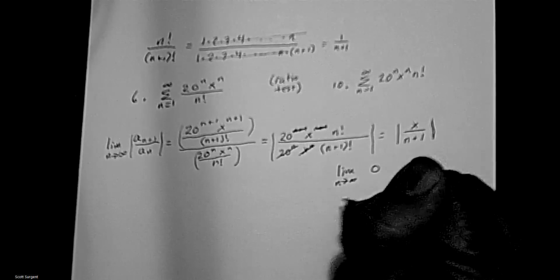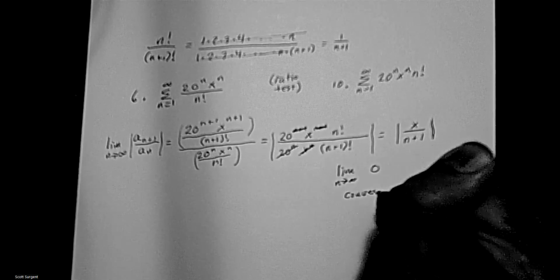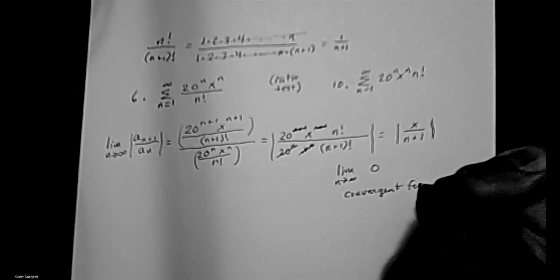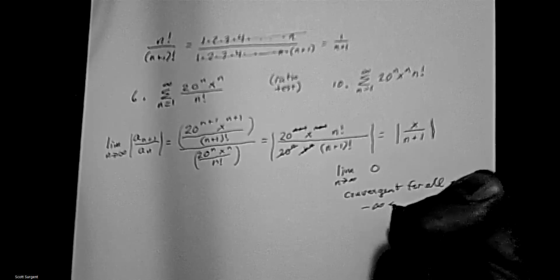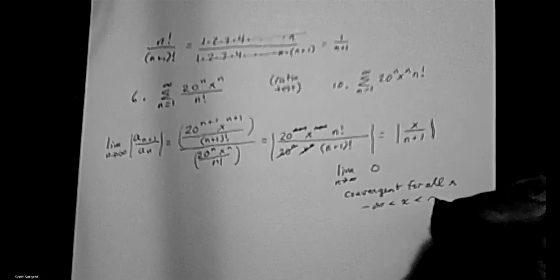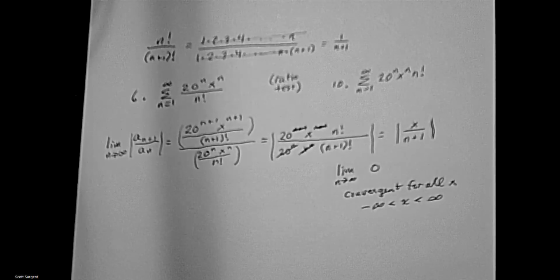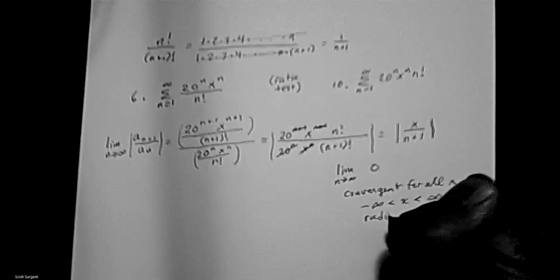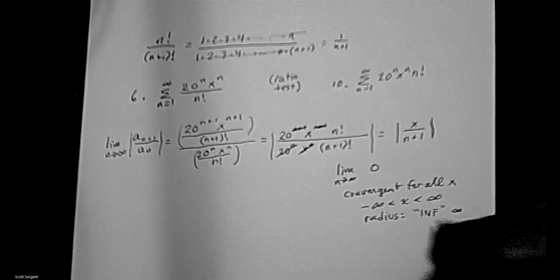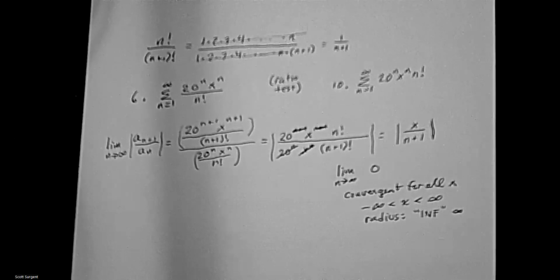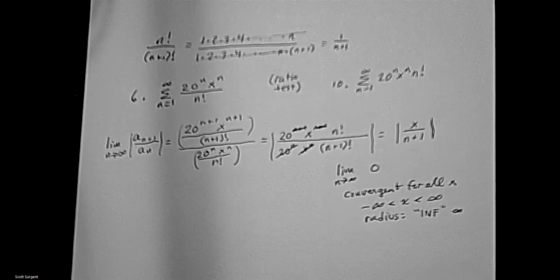So it would be, I guess we could say x is between positive and negative infinity. So I guess in your answer, you would type in the radius would be INF, infinity. And it's a fancy way of just saying convergent for all x.